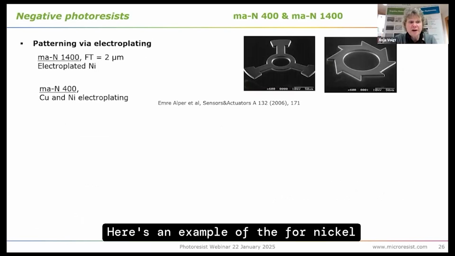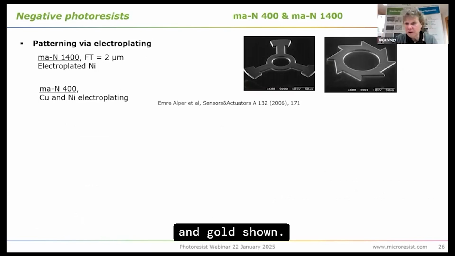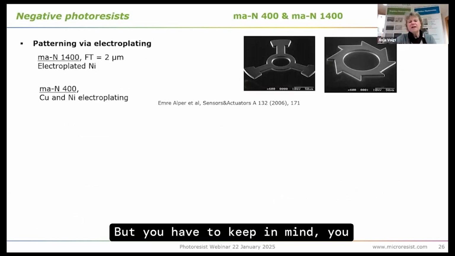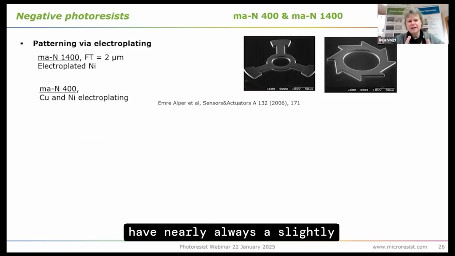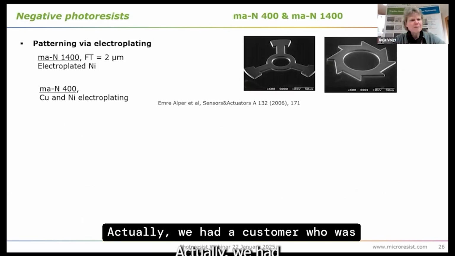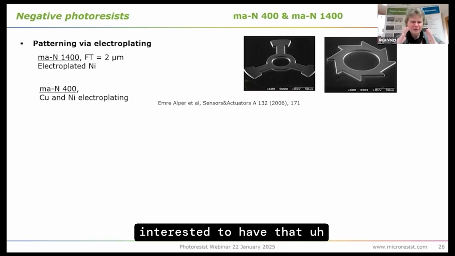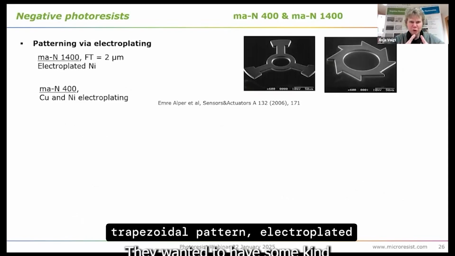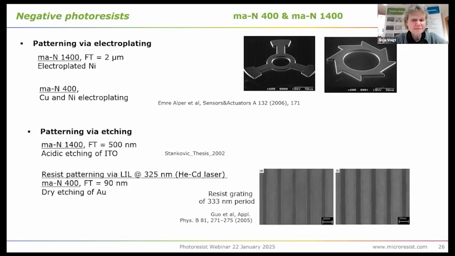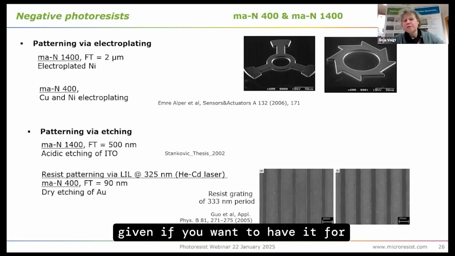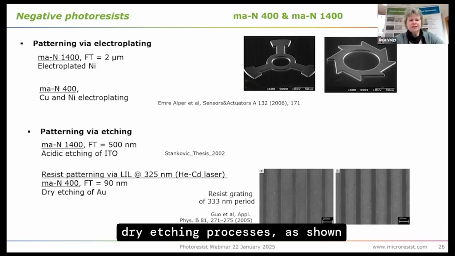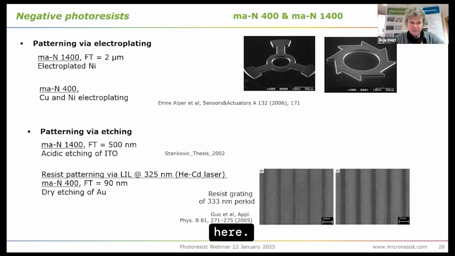Here's an example for nickel and gold shown, but you have to keep in mind you have nearly always a slight undercut. Actually, we had a customer who was interested to have that not vertical metal pattern. They wanted to have some kind of trapezoidal pattern electroplated in that kind of resist. And the chemical stability is also given if you want to have it for dry etching processes, as shown here.